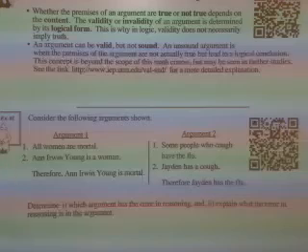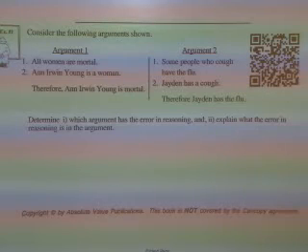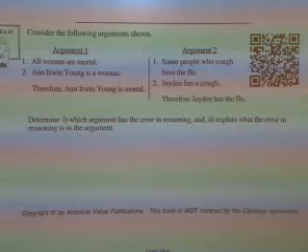Some things to think about. So consider the following argument shown. All women are mortal. Anne Irwin Young is a woman. Therefore, Anne Irwin Young is mortal.